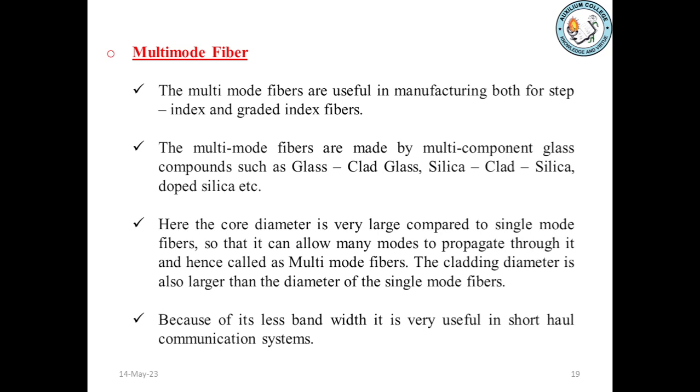Multimode fiber. Multimode fibers are manufactured both as step index and graded index fibers. They are made of multi-component glass compounds such as clad glass, silica, clad silica, doped silica, etc. Here, the core diameter is very large compared to single mode fibers, so that it can allow many modes to propagate through it, and hence they are called multimode fibers. The cladding diameter is also larger than that of single mode fibers. Because of its lower bandwidth, it is useful in short-haul communication.